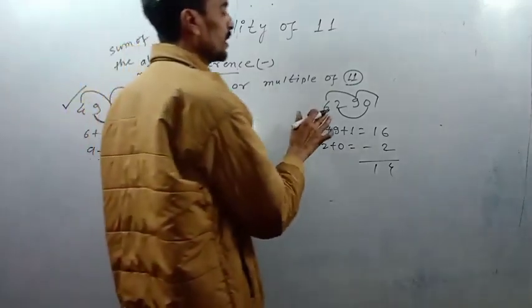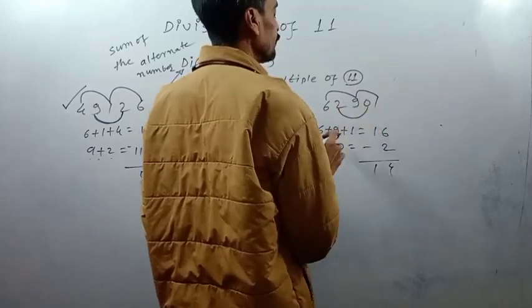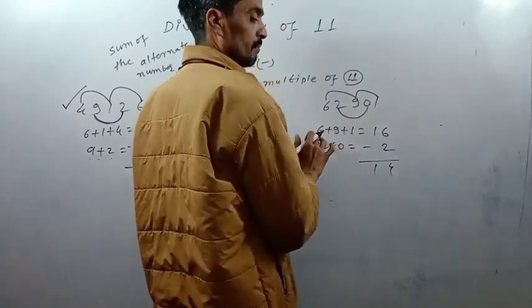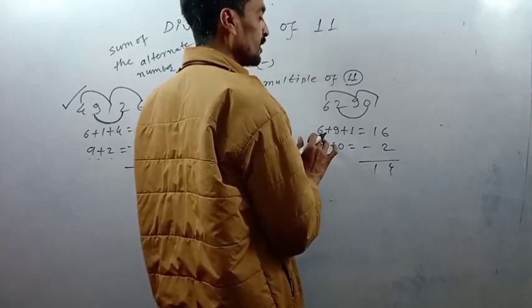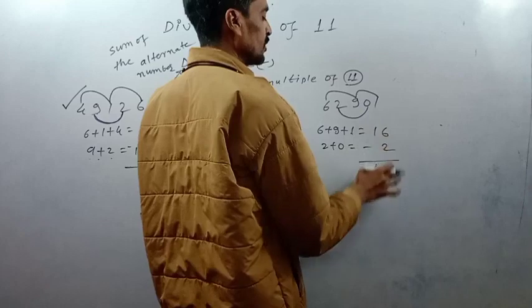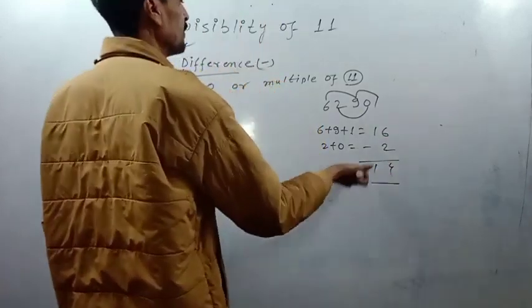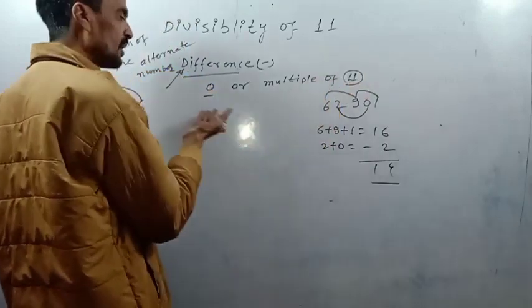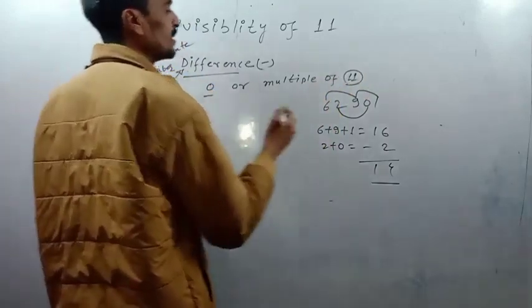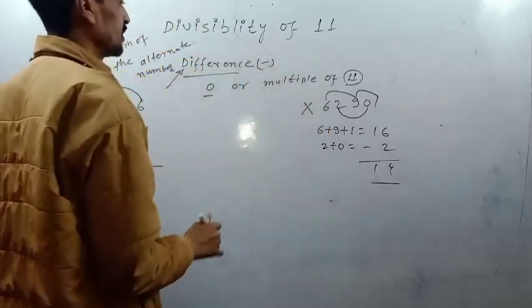Now here is the number 62,901. We have made the sum of the alternate numbers like this, 16 and 2, and we have done the difference. What did the difference come to? 14. And 14 is not a multiple of 11 and it is not 0. So this number does not follow the rule of the test of divisibility.